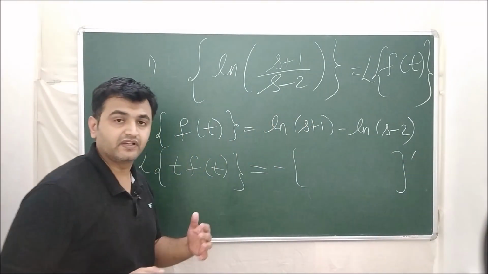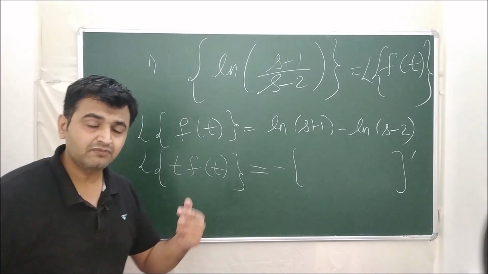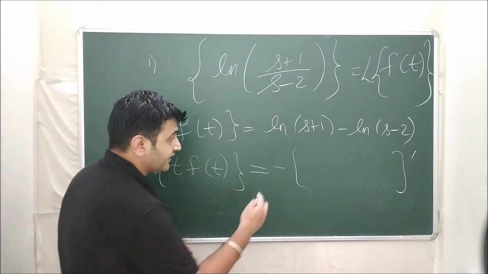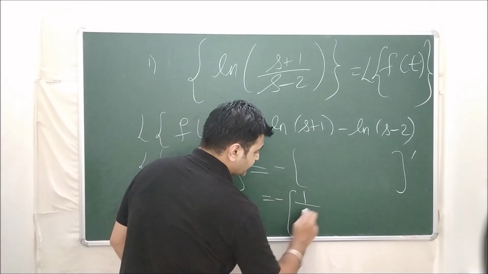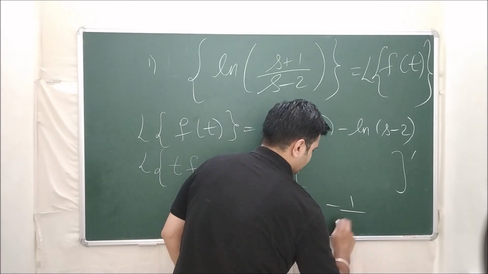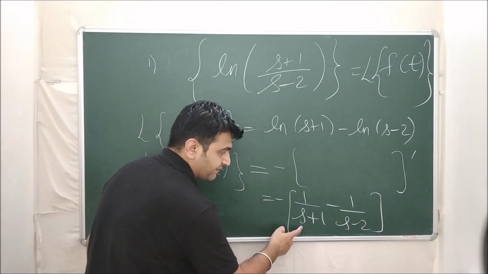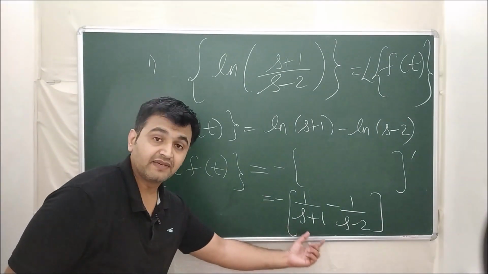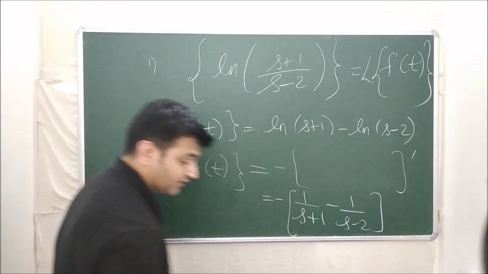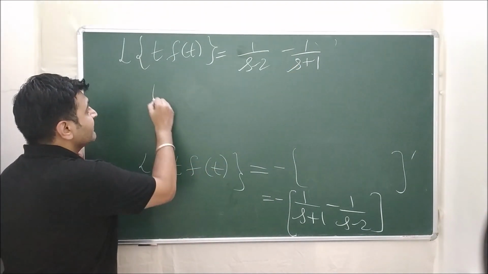If Laplace of f is capital F of s, then Laplace of t f of t is nothing but minus F dash of s. And here if I do that, what is the derivative of this? I have minus of 1 upon s plus 1 minus 1 upon s minus 2. Now if I take this minus inside, we have 1 upon s minus 2 minus 1 upon s plus 1. So what is my t f of t?